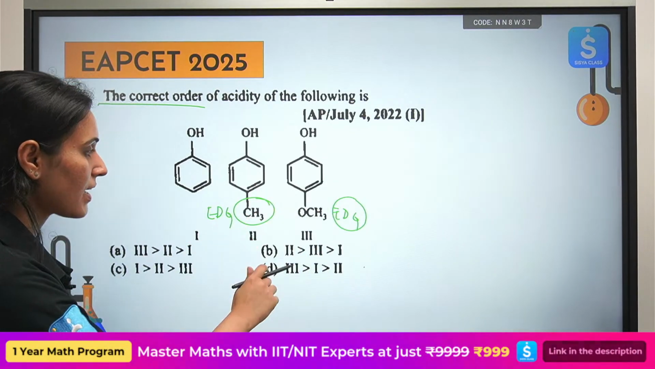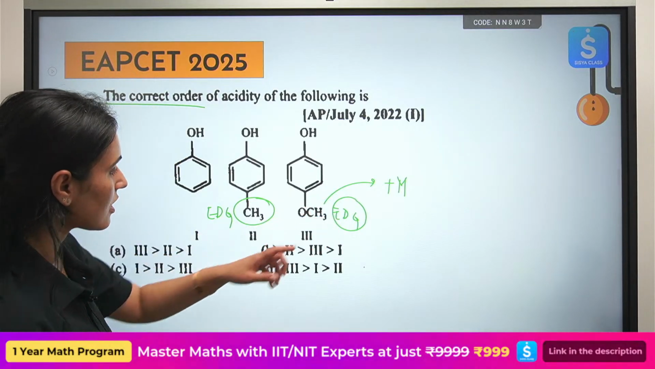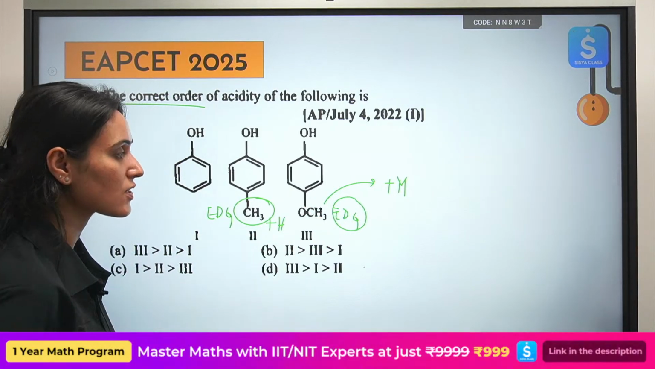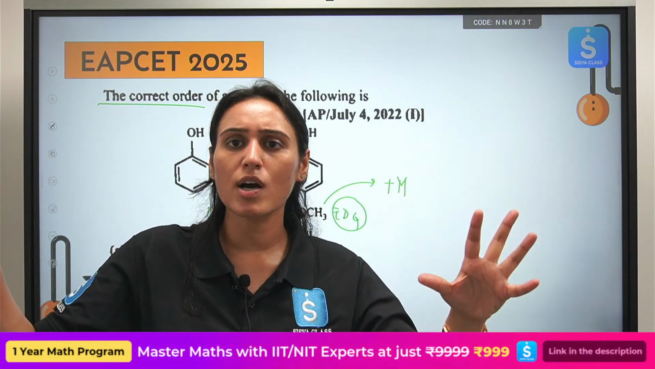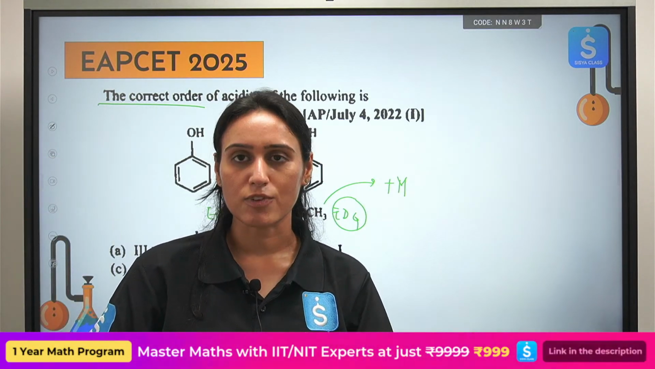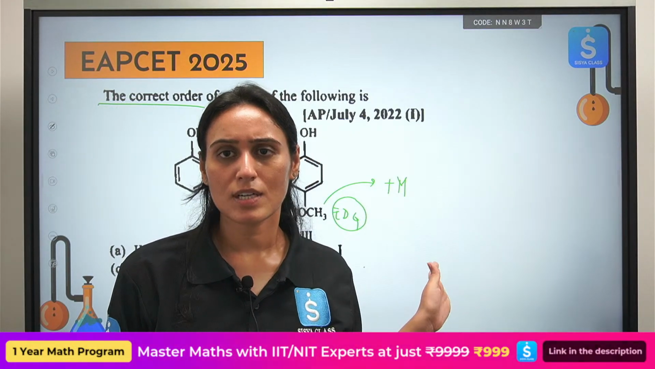But see the comparison. This one is going to show plus M effect, a stronger effect. This one will show hyperconjugation effect, a weaker effect. So there is destabilization by a strong group. We will stay away from it. There is destabilization by a weaker group. So this one will take precedence.